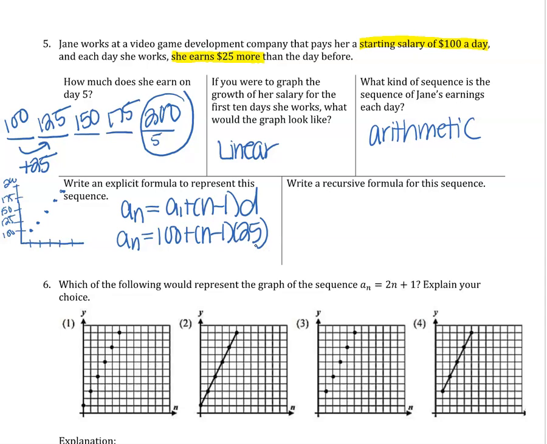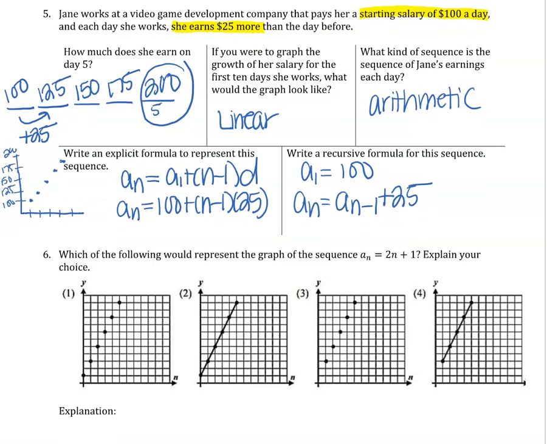Write a recursive model. All right, let's set it up. All right, so it's always two parts. Include your first term. First term is 100. If you want the next term, take the previous term and do what? Well, we were adding 25 each time. So plus 25. And there you go.